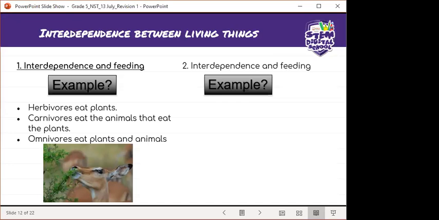So my question would be, how does interdependence and pollination go hand in hand? I need you guys to explain to me how interdependence and pollination go hand in hand. It's not feeding, eh? Just scratch the feeding out and write pollination. And I need examples of interdependence and pollination, because we have just covered interdependence and feeding. Who can tell us about interdependence and pollination?